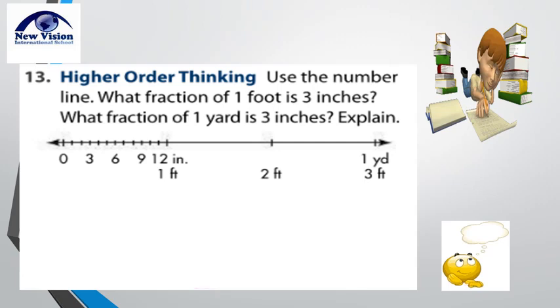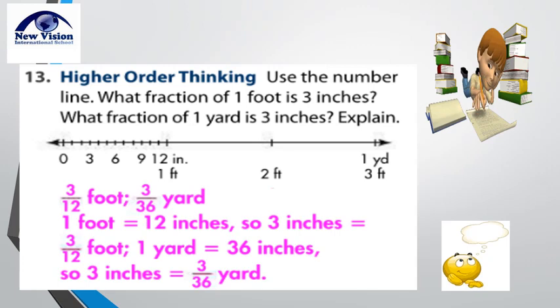Number 13. Higher order thinking. Use the number line. What fraction of 1 foot is 3 inches? What fraction of 1 yard is 3 inches? Explain. 3/12 foot and 3/36 yard. In 1 foot, there are 12 inches. So 3 inches equals 3/12 foot. In 1 yard, there are 36 inches. So 3 inches equals 3/36 yards.